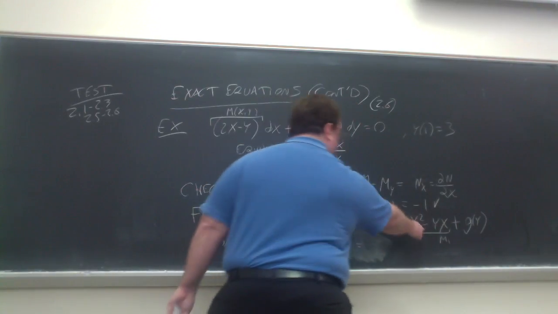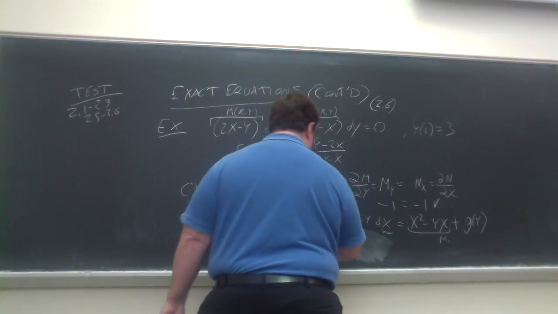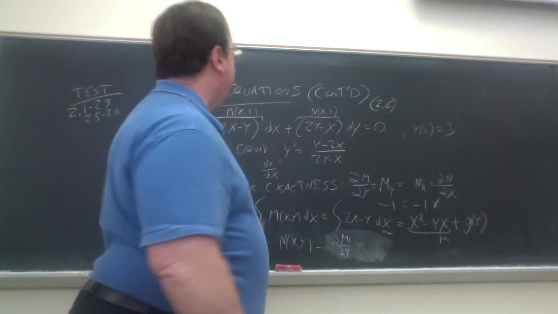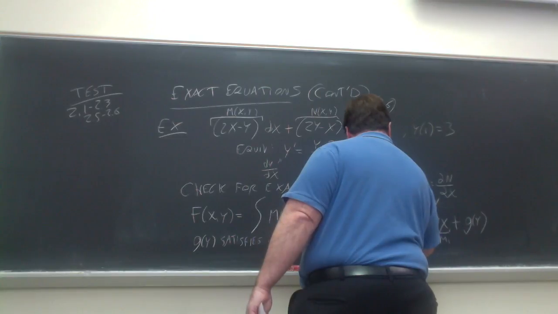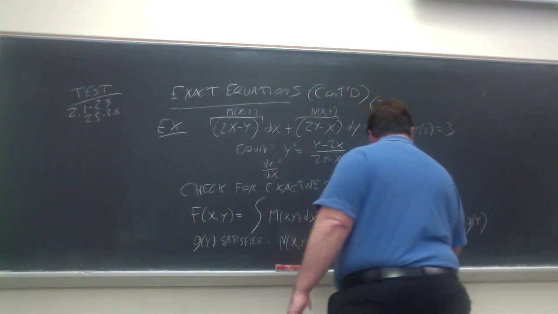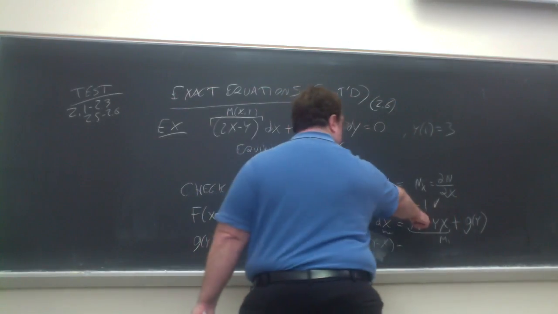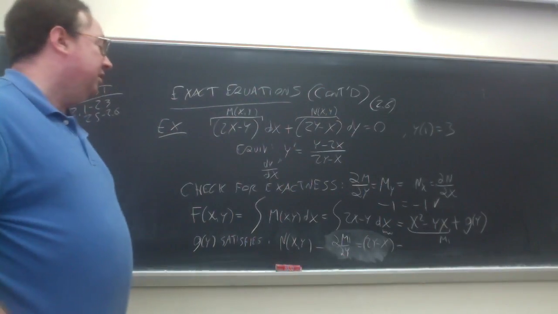So whatever you got by integration, differentiate that with respect to y, and you subtract it off. So N is 2y minus x. And then derivative of this with respect to y is what?